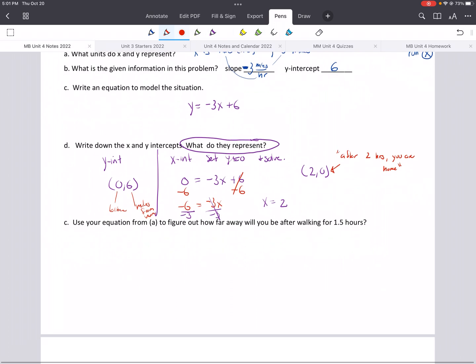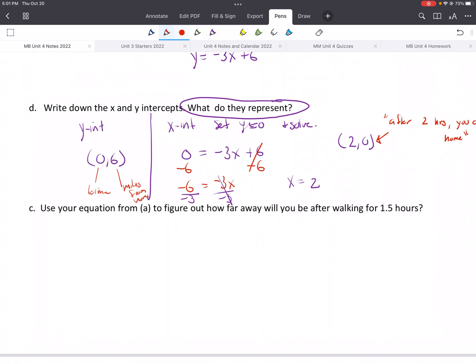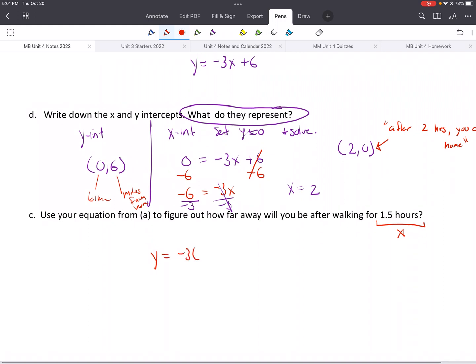And then the last thing, it will always be something like, use your equation to figure out, for this example, how far will you be after walking an hour and a half. Okay? So again, we need to figure out which unit are we using. Is this our x or our y? So x is always time if time's involved. So then we'll use our equation. We'll do y equals negative 3x, well, x now is 1.5, and then plus 6. So we just need to use our equation and evaluate.